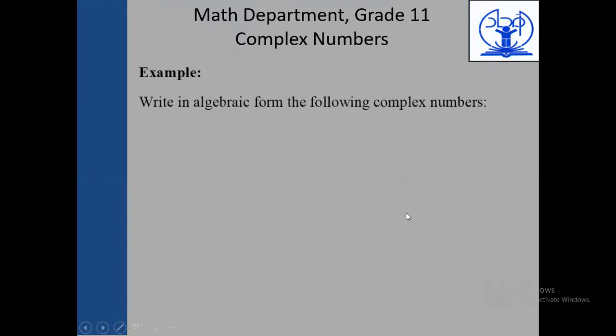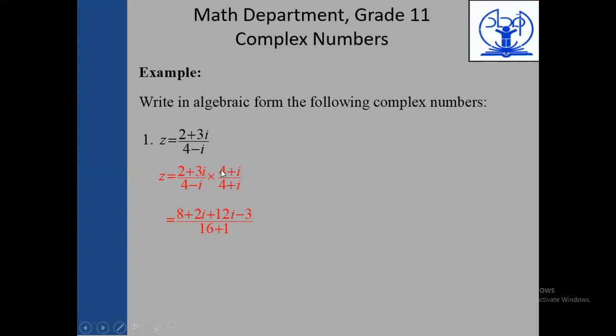Let me show an example here. Write in algebraic form the complex number z equals (2 plus 3i) over (4 minus i). How can we write the answer as one complex number in algebraic form where the real part is clear and the imaginary part is clear? So first, you multiply by the conjugate of the denominator. So you multiply up and down by 4 plus i.